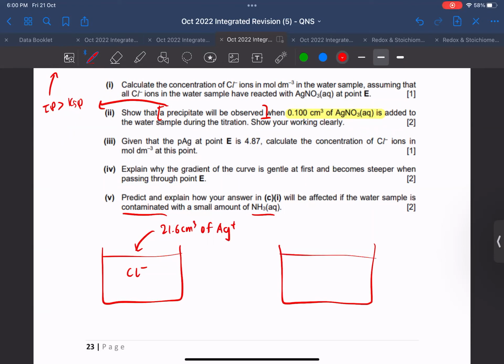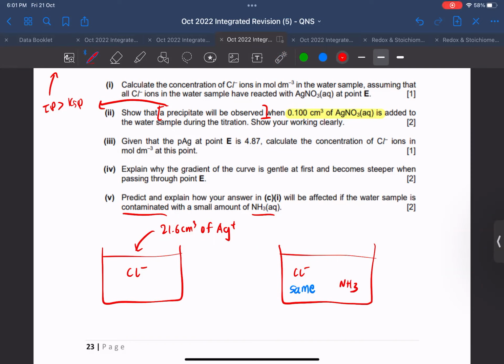Now the second scenario is with the contaminant. There's Cl-, and remember, the word here is contaminated. Meaning, is the Cl- the same or is it now different? It has to be the same. It's the same amount of Cl- in the solution, because the contaminant didn't affect the Cl-. They only said there's an additional contaminant, NH3. It's additional, it doesn't affect Cl-.